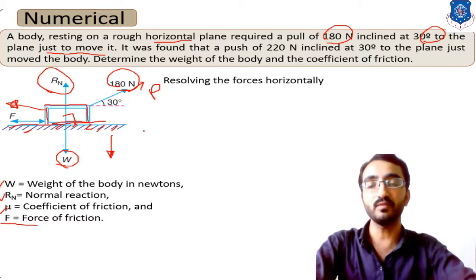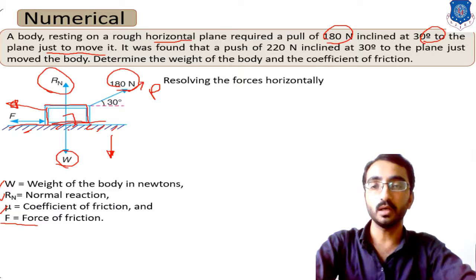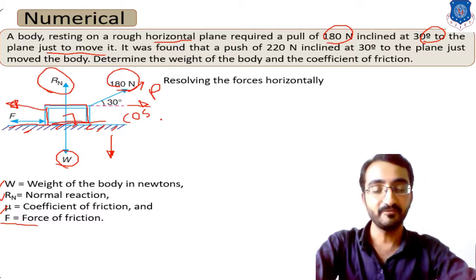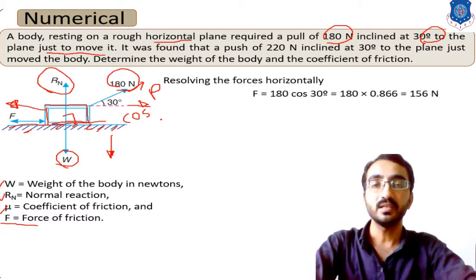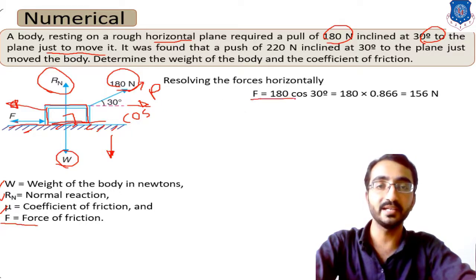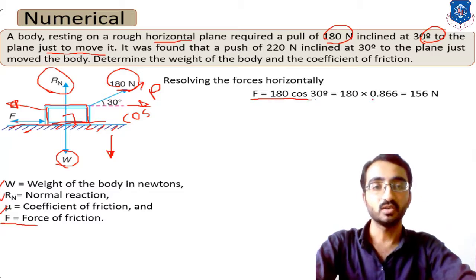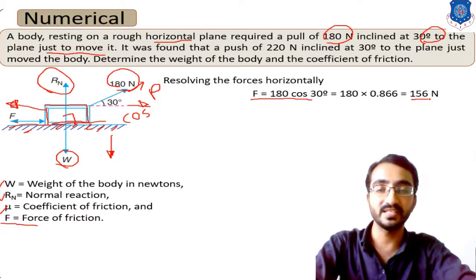So over here what will happen? If you consider this 180 Newton force, then we can obtain two components. The first, the horizontal component, is cos alpha. The cos component will be horizontal. So we can say that the frictional force F is equal to 180 cos alpha, or cos 30 degrees. Okay, so that will give us the value of 156 Newton.